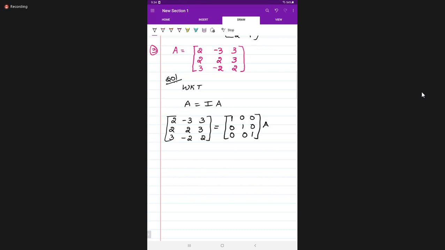These two make it as 1. Minus 3 make it as 0. Plus 3 make it as 0. The second row, first row first element 2 also make it as 0. Next 2 make it as 1. 3 is 0. The third row.